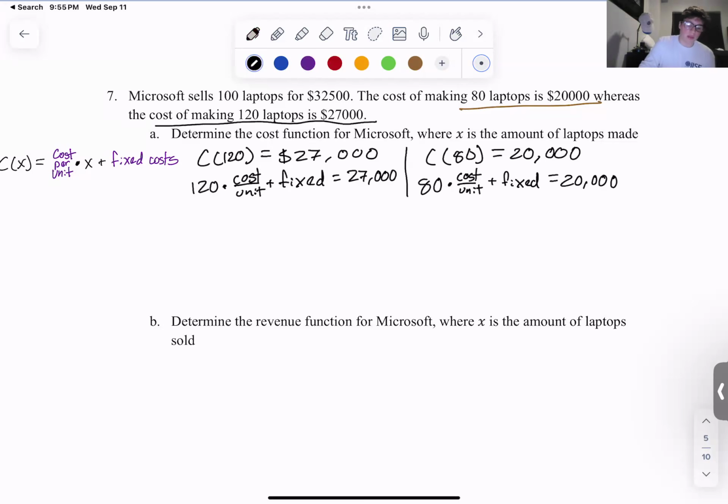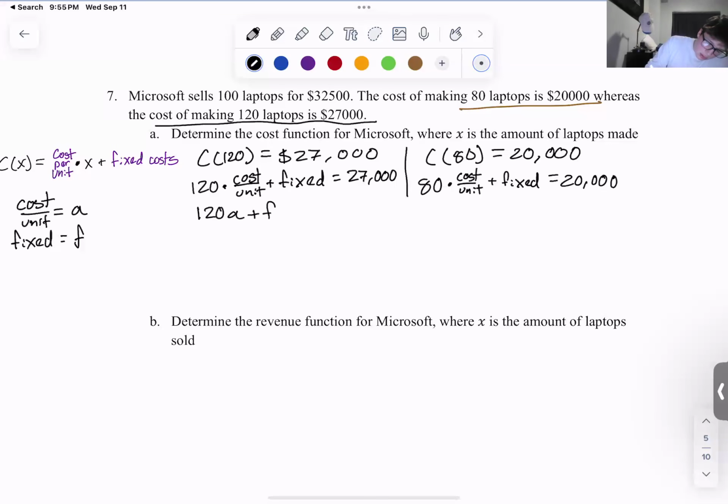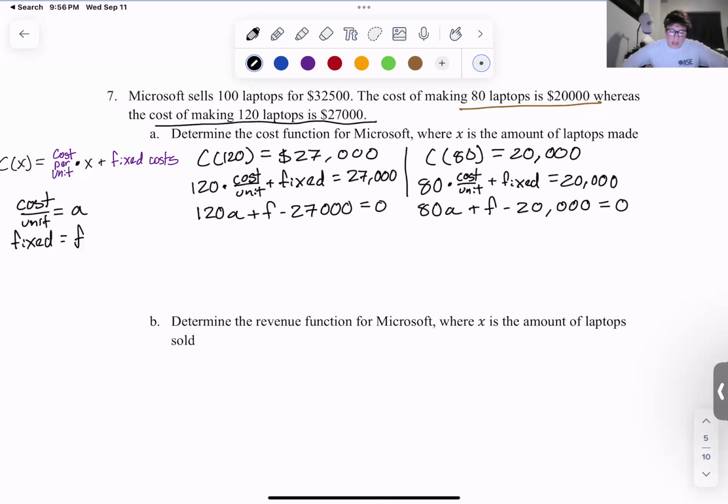And one thing I'm going to do here to make it a little bit more straightforward, I'm going to call cost per unit, I'm going to set that equal to a variable. Let's just call it A. And my fixed cost is going to equal F. Now, what I can do is subtract 27,000 from this equation, and now it's equal to 0. And what I can also do is subtract 20,000 from this equation, and now it's equal to 0. Now, since both of those equations are equal to 0, I can set them equal to each other. But another thing you could have done is use the system of equations. So let's just do that because that's easier.